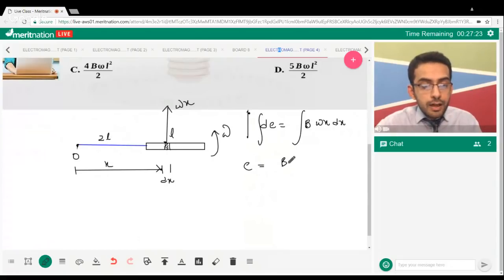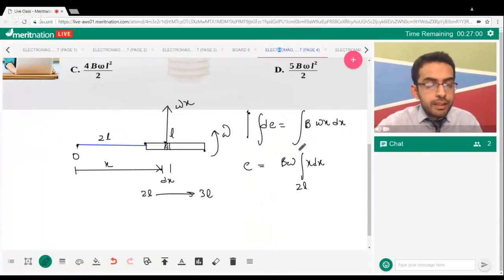So B omega times the integration of x dx. Now just check what the minimum and maximum values of x can be. The minimum value of x can be 2L, and the maximum value can be 3L. So, 2L to 3L. Simply integrate this. What do you get? You get B omega times x square by 2, with the limits 2L to 3L.